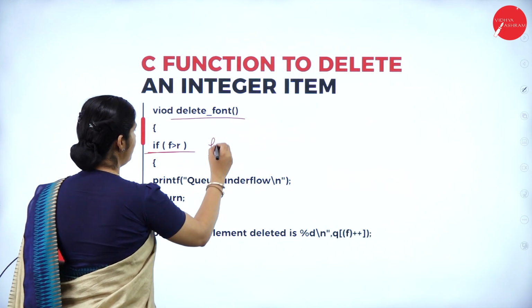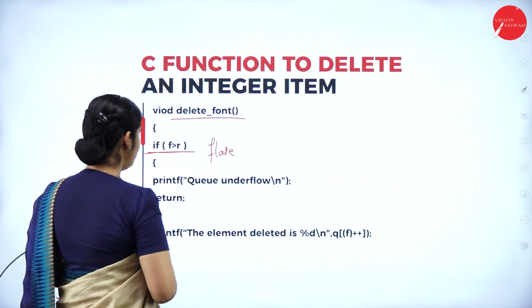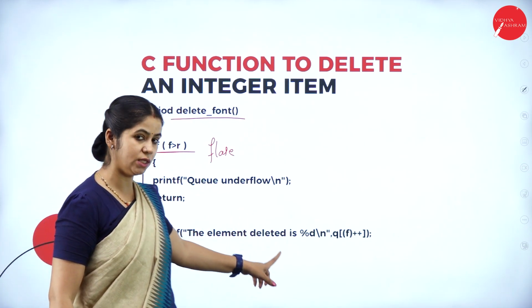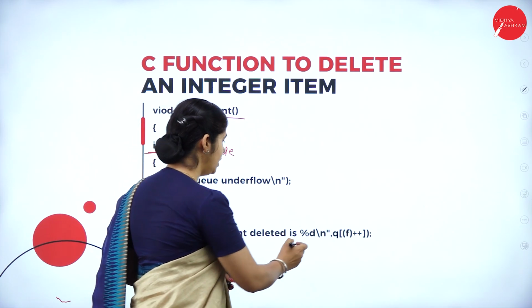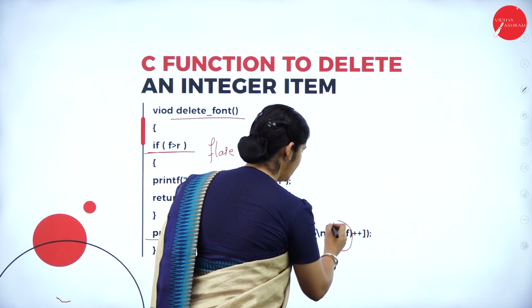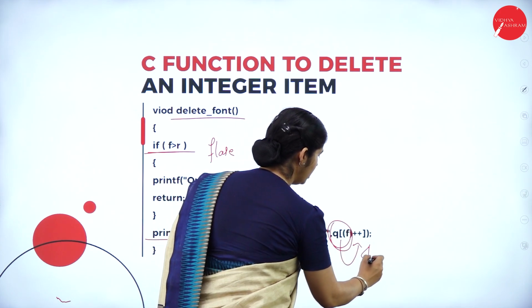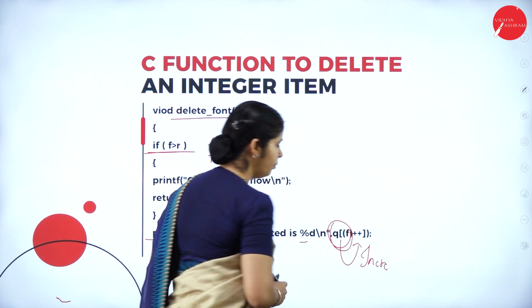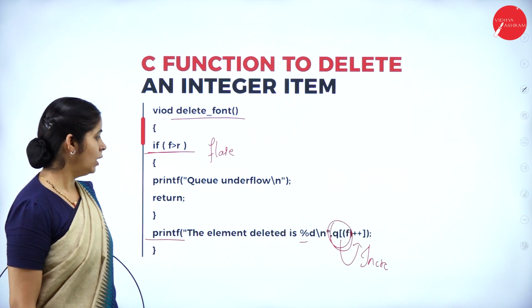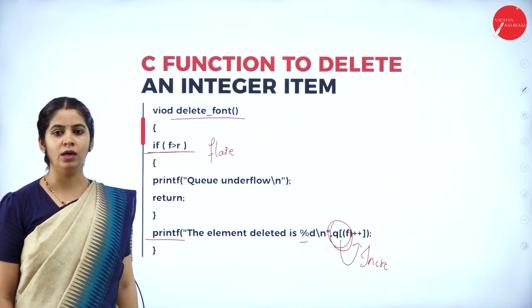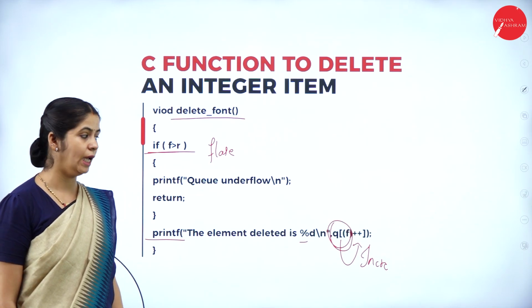If this condition fails, what we have to print? We have to print the element deleted. Which element am I deleting? The one which is there in this particular position. After deleting that, I am incrementing the front pointer. This is the C code for deleting an element from the queue at the front end.